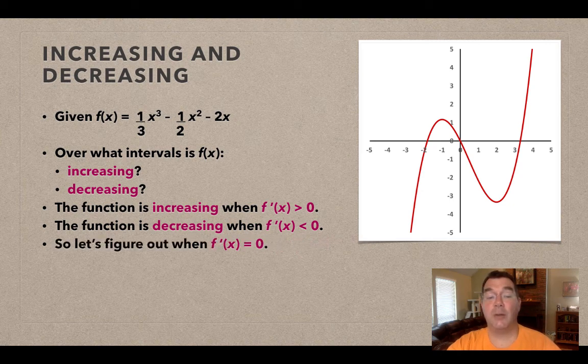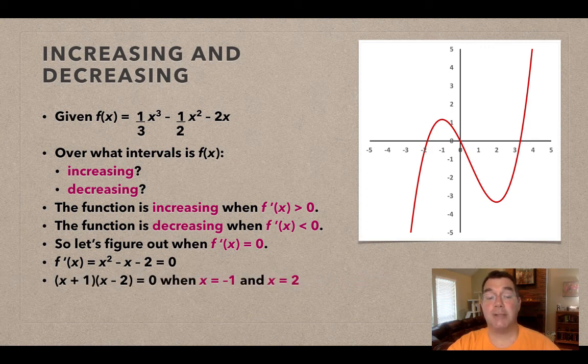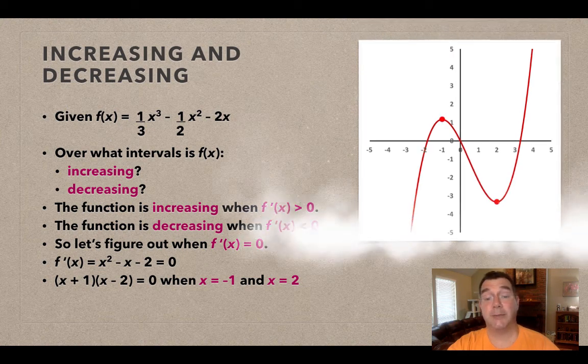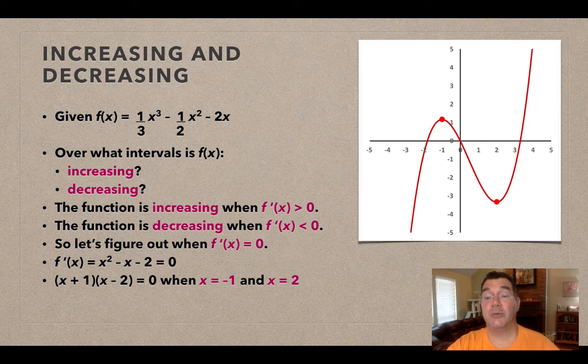What I want to do is, first of all, figure out when the first derivative is equal to 0. Okay, well, I take the derivative and I get x squared minus x minus 2, and I want to know when that is equal to 0. Well, luckily this can be factored into x plus 1 times x minus 2. So when is that equal to 0? It's equal to 0 when x is -1 and x equals 2. Okay? So those are the only two places where the derivative is going to equal 0. Everywhere else, it's either going to be greater than 0 or less than 0. Okay? So those red dots there are the only places where the derivative is 0.